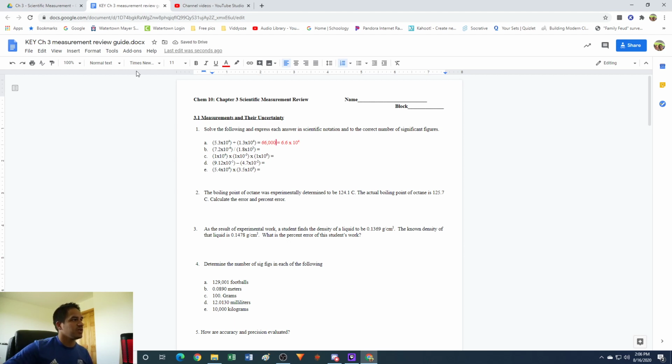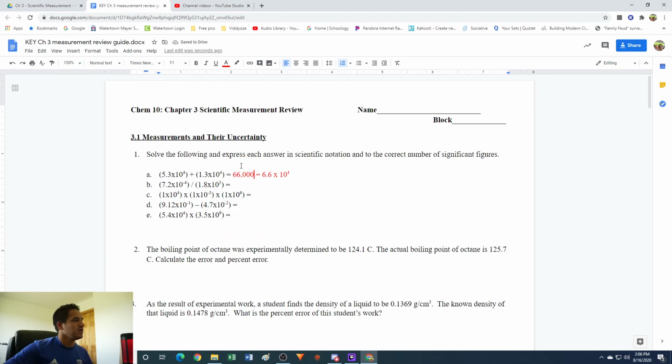Because again, the decimal is, actually let's zoom in a little bit here. The decimal is here, and we want it to be between the first 6 and the second 6. So to do that, we have to move it over 1, 2, 3, 4 places, and this then should be our final answer.